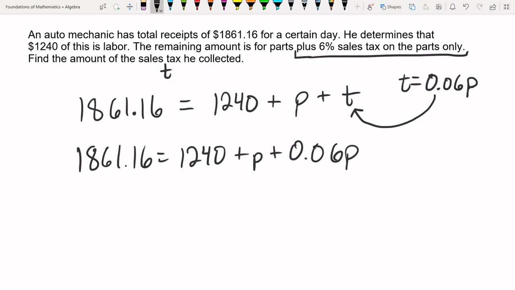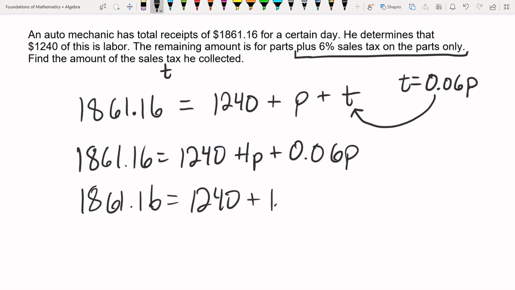Okay, I can combine like terms. We have the p's there that can be combined. P plus 0.06p, that's the same thing as 1p plus 0.06p. In other words, 1.06p. And this is just a two-step equation. Subtract 1240 to get the p term by itself.